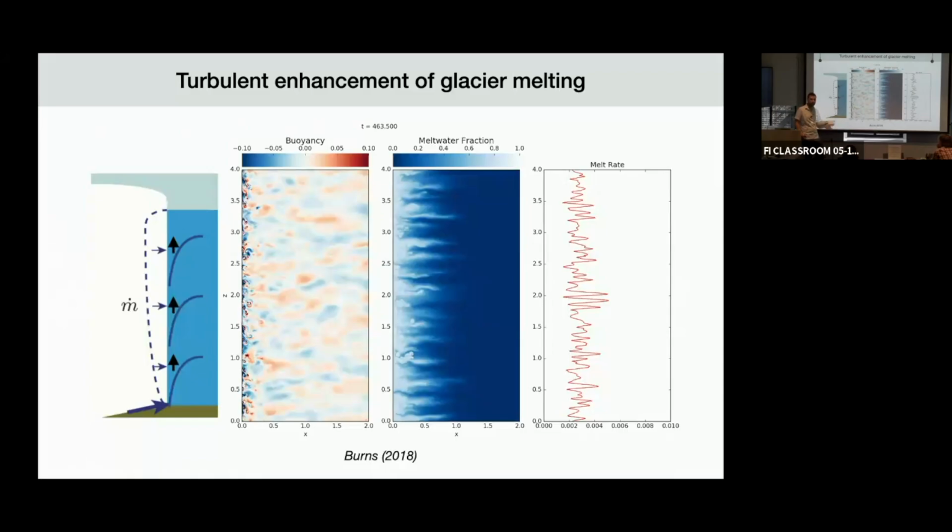We normally think of temperature controlling buoyancy, right? Things rise if they're hot and fall if they're cold. But if you add salt to water, it gets more dense. So salty water is dense, fresh water is buoyant. So the fresh water that you add is buoyant, so it wants to flow upwards.